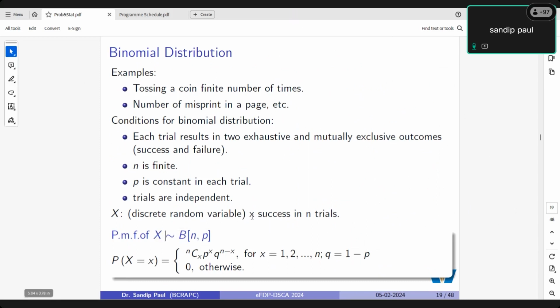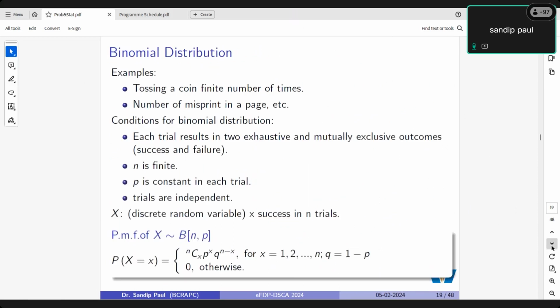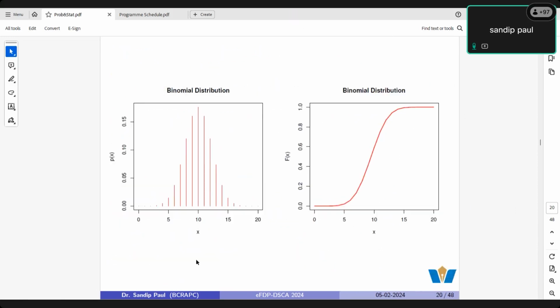So it will be the number of times we are getting success. So the highest probability will be at the middlemost value of x, so at the center of the values.